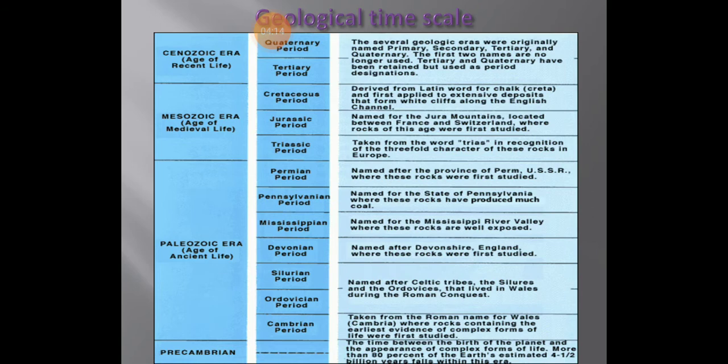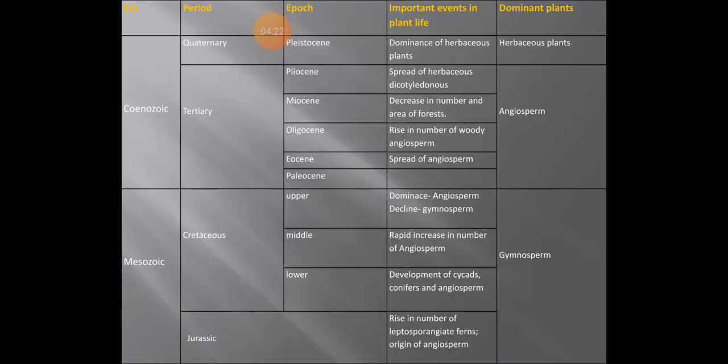The most recent period is called the Quaternary period. So this is how the geological time scales occur. In each era, various types of fossilization occur. In the Quaternary period, it is usually dominated by herbaceous plants. But if you take the Mesozoic era, especially the Cretaceous period, only lower plants occurred. Later in that evolution period, the cycads and angiosperms occurred.